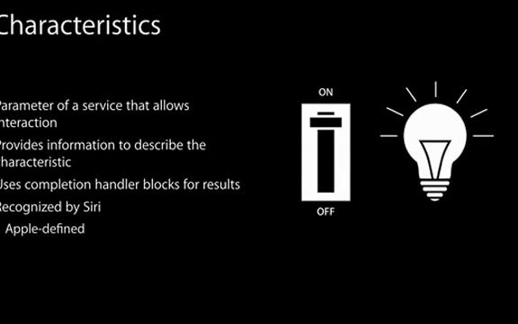Characteristics provide some information, some metadata about the characteristics, so they are self-describing. You might get a range, you might get units, step values, and so on. So you can display appropriate controls to a user when you get a characteristic. You get the results through a completion handler because it may not be immediate. And characteristics are recognized by Siri, although they are not named by the user. So we've defined a number of characteristic types, and Siri can understand what those mean, so users can interact with those giving commands through Siri.